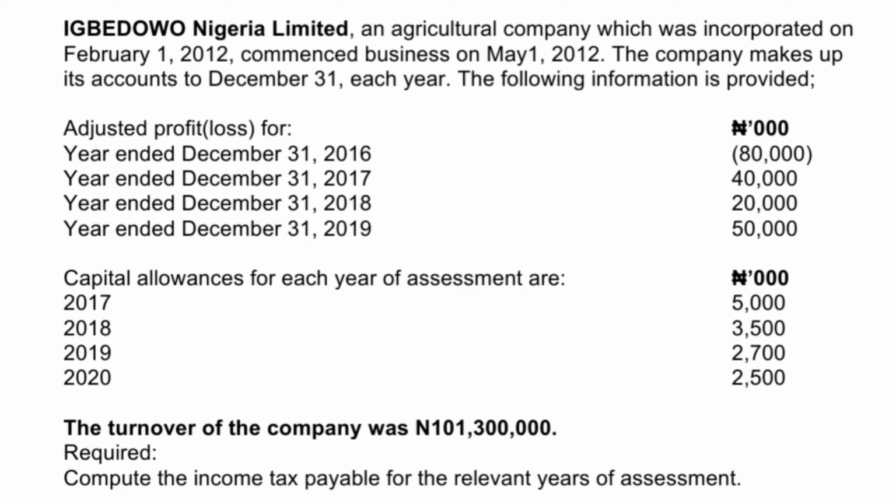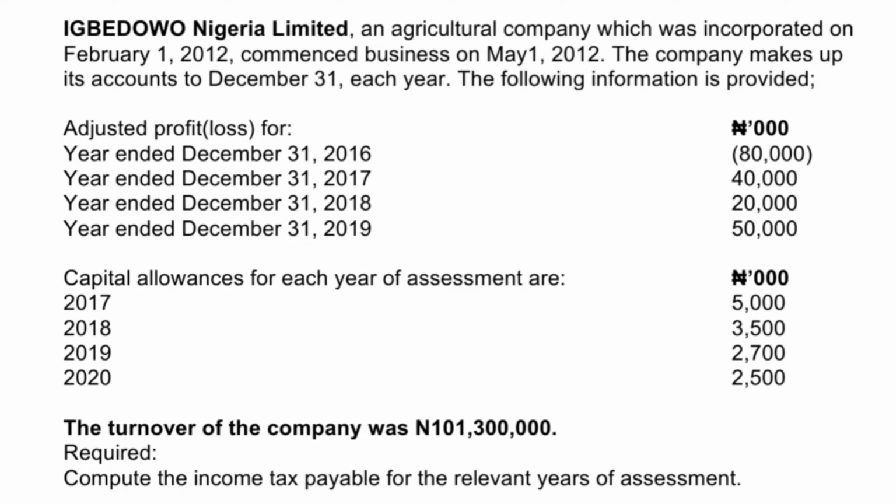So this question is a very simple question. This question says, Igbedowo Nigeria Limited, an agricultural company which was incorporated on February 1st, 2012, commenced business on May 1st, 2012. The company makes up its accounts to December 31st each year. The following information is provided below. I will put the question on the screen.